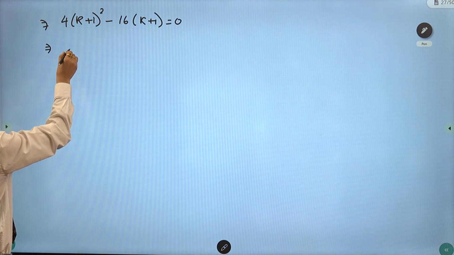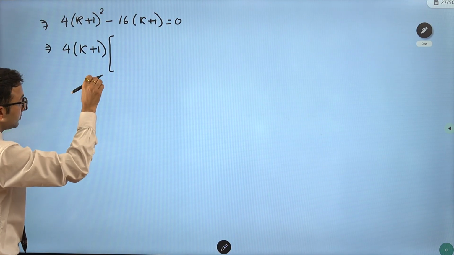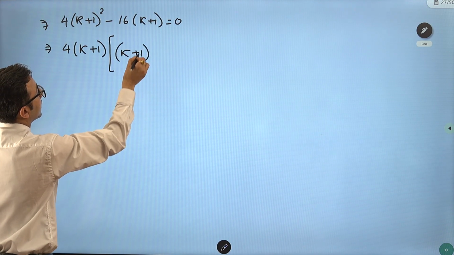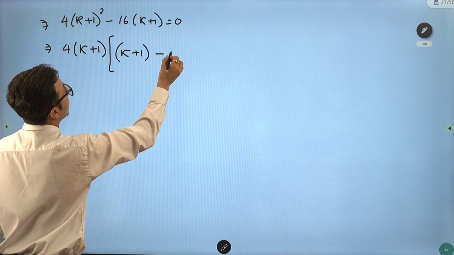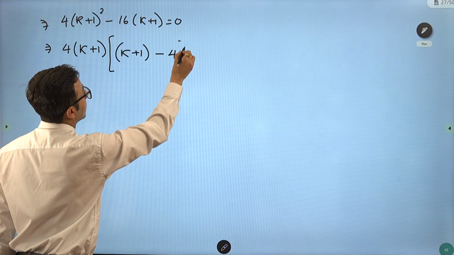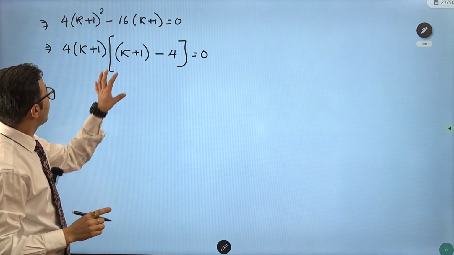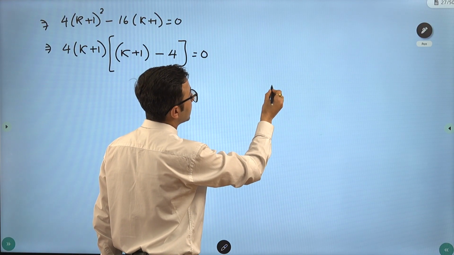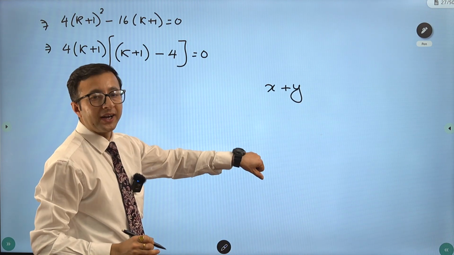We will take that 4 times k plus 1 as common. So from here k plus 1 is there. From here 4 is already outside. If 4 divides 16 we have only 4, k plus 1 is already outside, which is equals to 0. Before proceeding with this method I just want to explain you one thing, that suppose you have x plus y and you are supposed to find out the common.